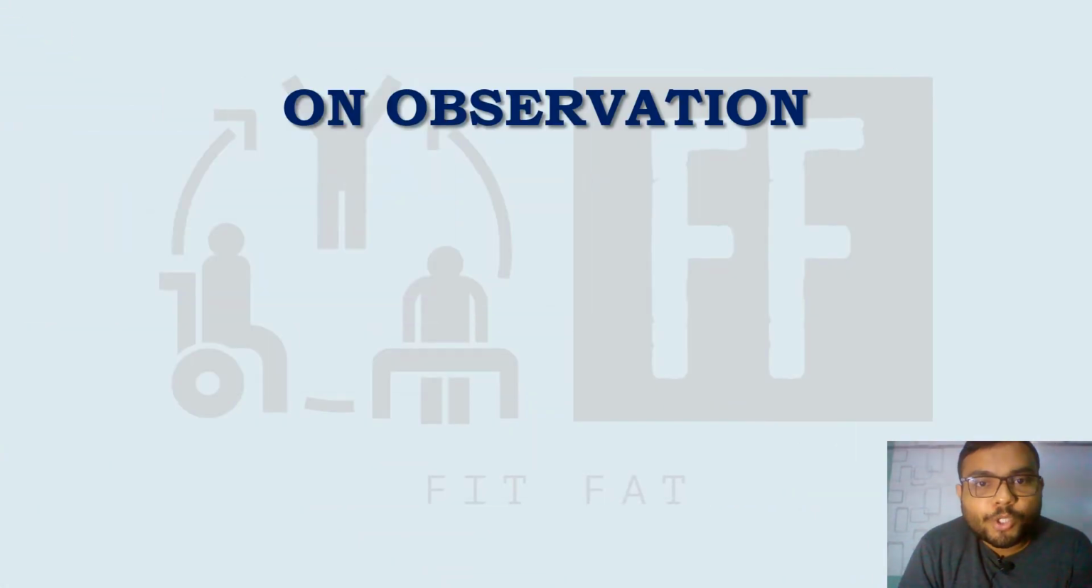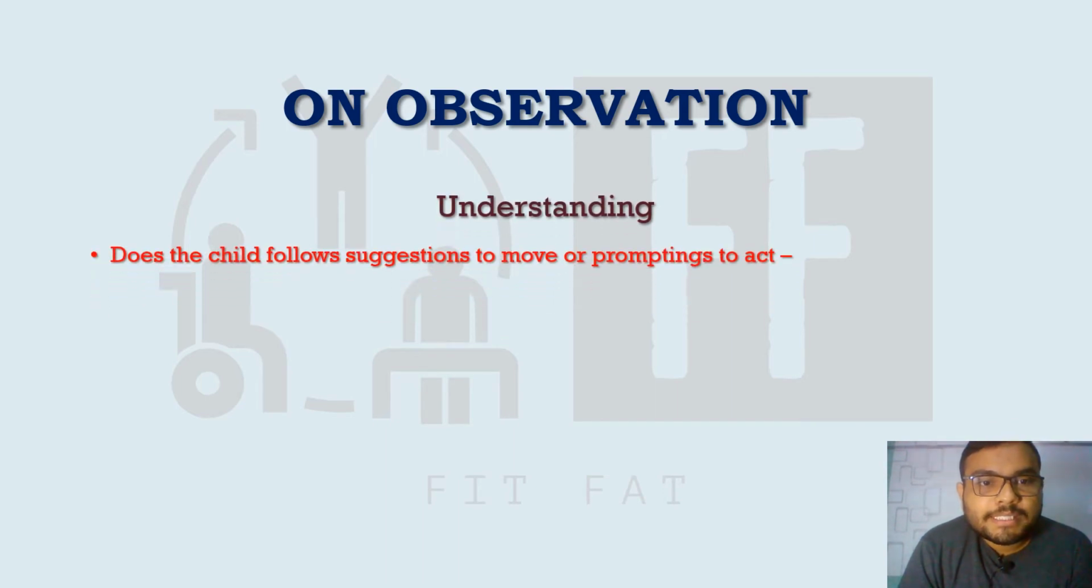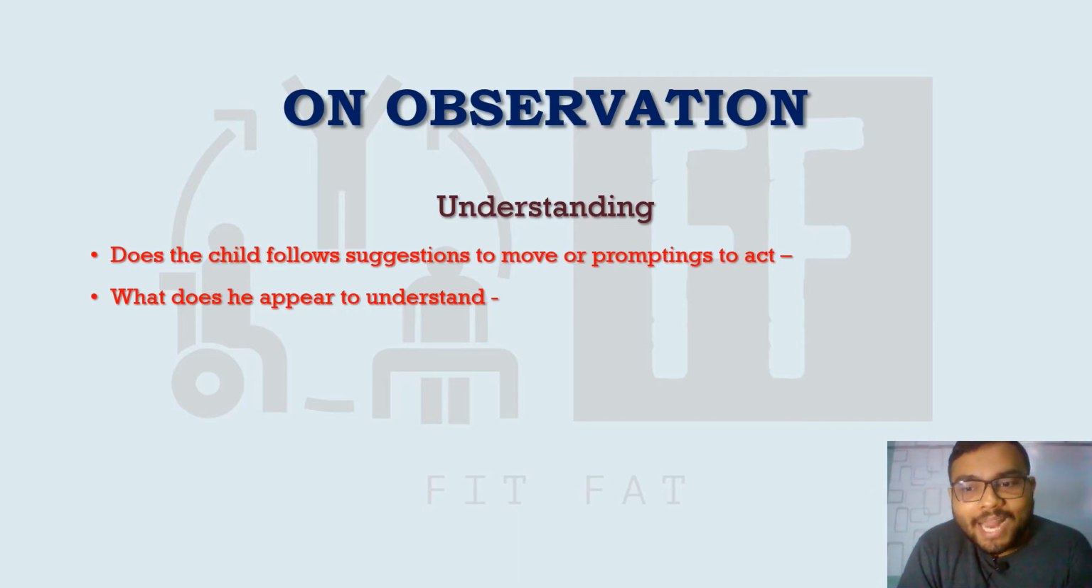Okay, so the next thing you need to observe is the understanding of the child. How much the child follows suggestions that are being prompted to them, and what does he appear to understand, right? If you are telling the child to go right or in the right direction, does the child actually go in the right direction, or does the child basically sit there and do nothing? Or if the child is going to the left direction, that is the opposite direction. So you need to have an idea what he appears to understand of your cue, right?